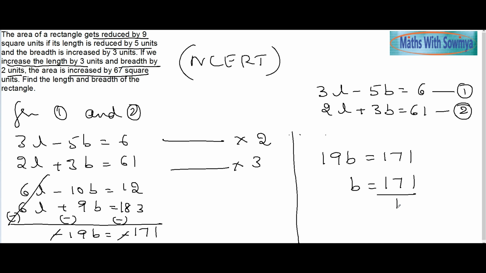B is 171 by 19. It goes by 9. So, B is equal to 9 units. So, breadth we got is 9 units.